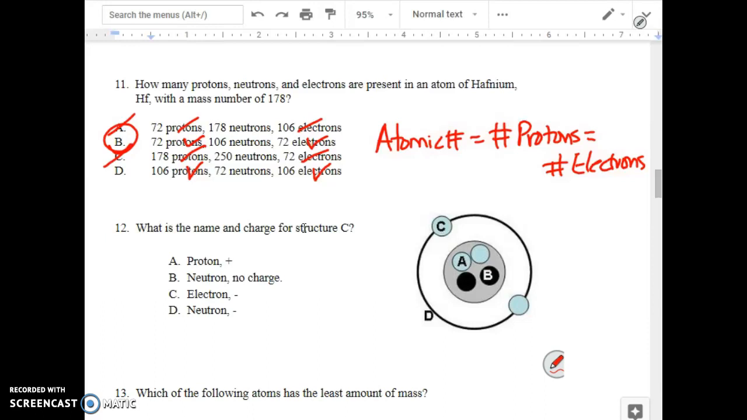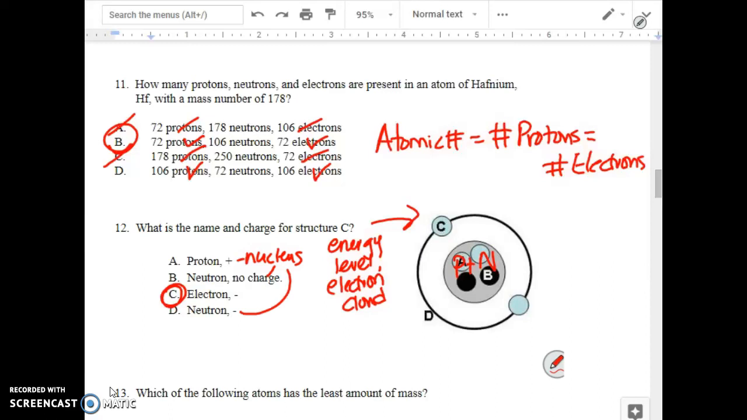Number 12, what is the name and charge for structure C? So structure C is right here. It is in an energy level, and another word for an energy level is the electron cloud. So right there, that should clue you in as to what is in here. This is an electron. Over here inside the nucleus is our protons and our neutrons. These are the bad guys, so they don't let them in. So it is an electron. The protons are in the nucleus, also in the nucleus, and in the nucleus. So the only thing outside of that energy level or shell or electron cloud are the electrons.